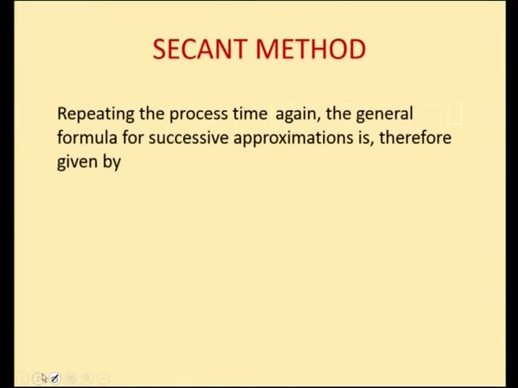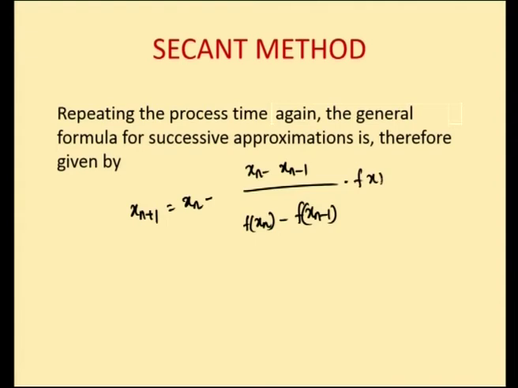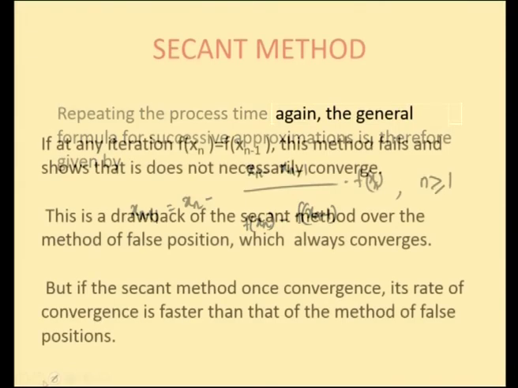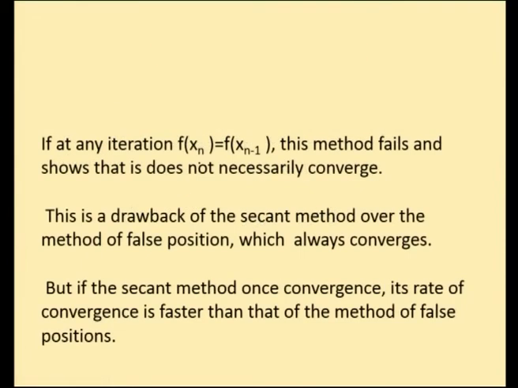Repeating the process again, the general formula for successive approximations is therefore given by x(n+1) = x(n) minus [x(n) minus x(n-1)] divided by [f(x(n)) minus f(x(n-1))] into f(x(n)), where n is greater than or equal to 1. If at any iteration you get f(x(n)) equal to f(x(n-1)), this method fails and shows that it does not necessarily converge.